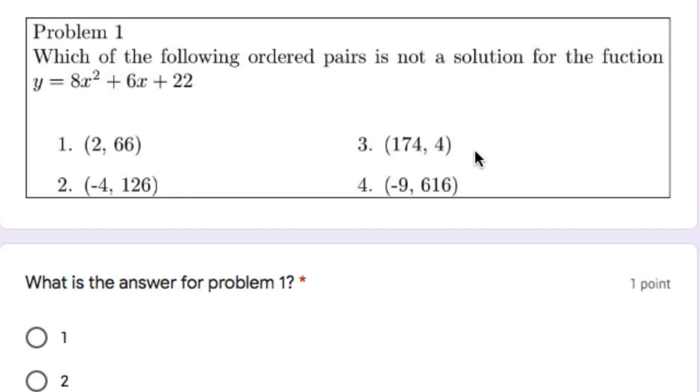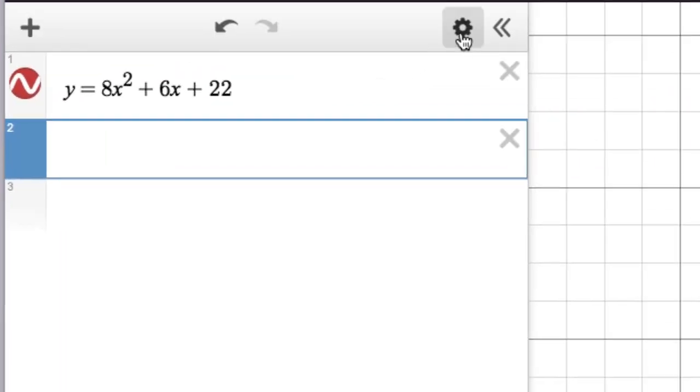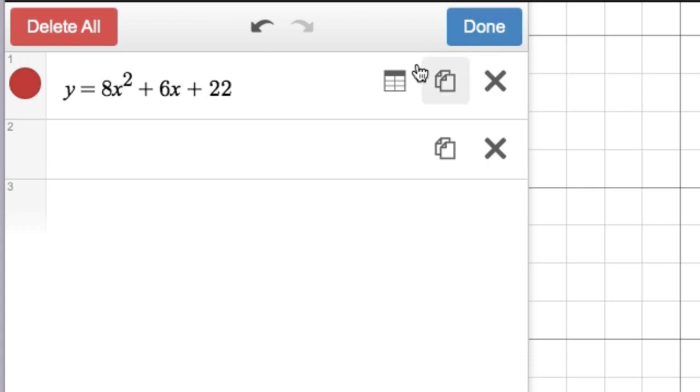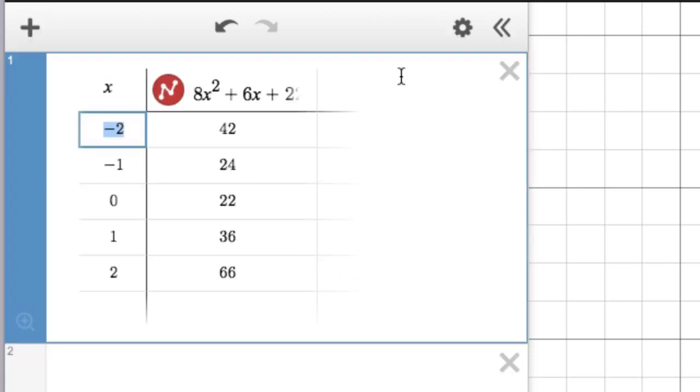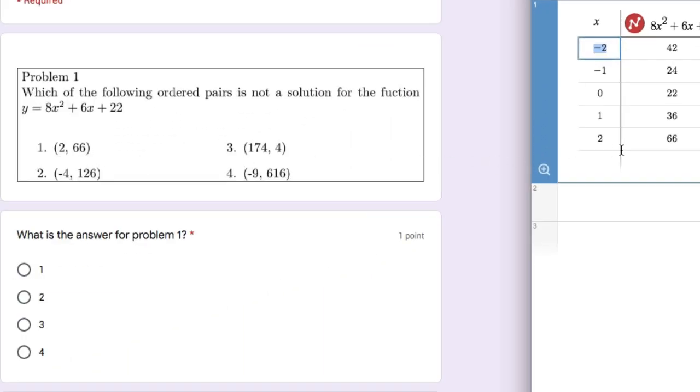So you don't really need to look at the graph, you need the table. So you're going to hit the edit list button, go to convert to table, and it gives us a bunch of answers here. So when x is negative 2, y is 42. When x is negative 1, y is 24. And so we look at our first answer over here. It says negative 2, 66, and that's already written for us. 2 and negative 66, so that one's true. So that's not the correct answer.